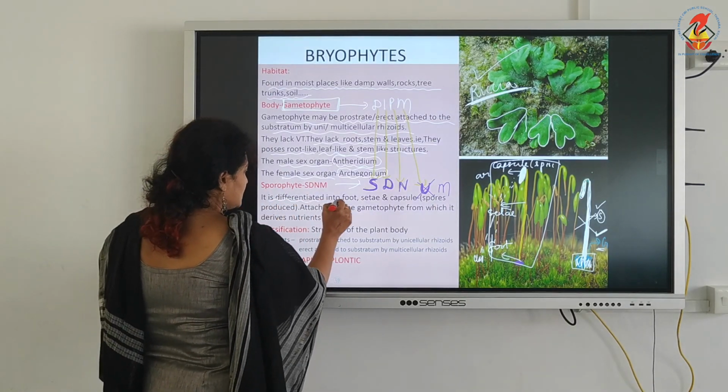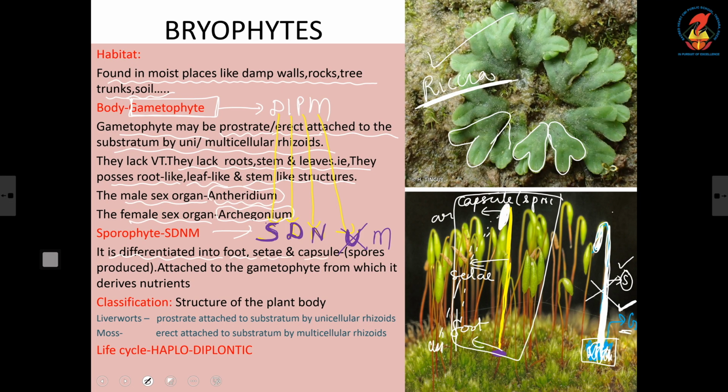So I hope you have understood the sporophyte. It is differentiated into foot, seta, capsule. This capsule comprises the spores, and this is attached to the gametophyte from which it derives its nutrients.